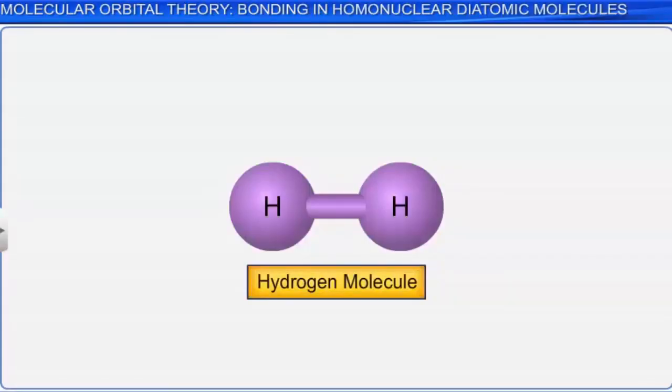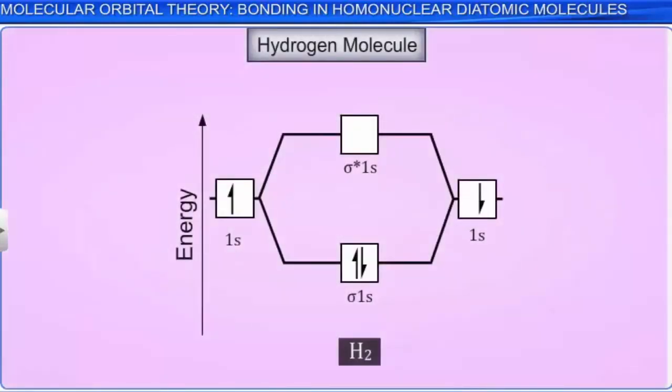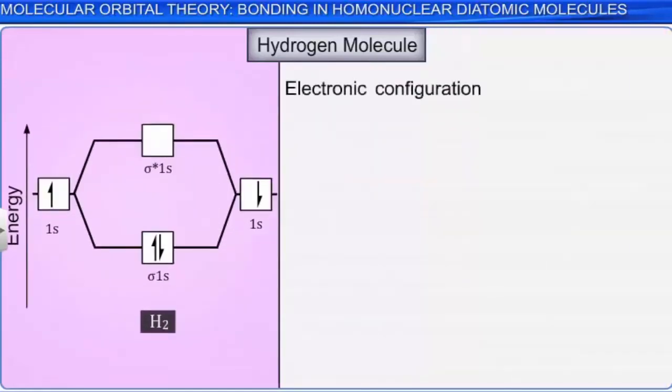Let us start with the hydrogen molecule, which is formed by the combination of two hydrogen atoms. You know that a hydrogen atom has just one electron, and it is placed in the 1s orbital. So, a hydrogen molecule will have two electrons that are present in the sigma 1s molecular orbital. The electronic configuration of a hydrogen molecule is sigma 1s2.